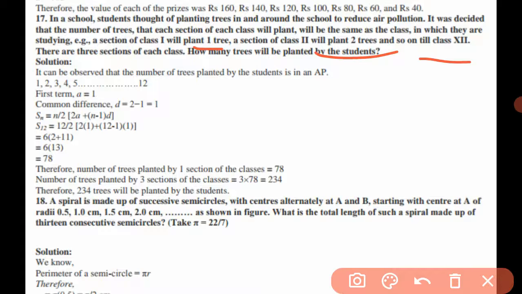So here the AP will become 1, 2, 3, 4, 5 up to 12. The first term equals 1, and the common difference will be equal to 1. By putting the values and finding S12, the value will be equal to 78. Therefore the number of trees planted by one section will be 78. And how many total sections are there? The number of trees planted by 3 sections will be multiplied by 3. So 3 into 78 will be equal to 234. Therefore a total of 234 trees will be planted.